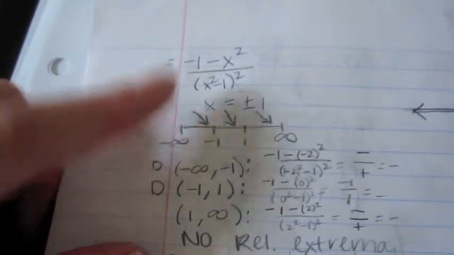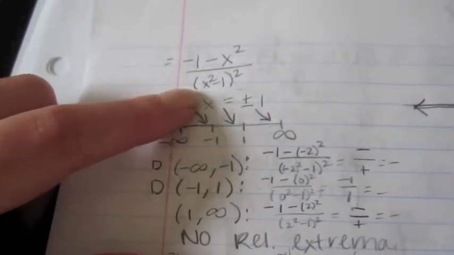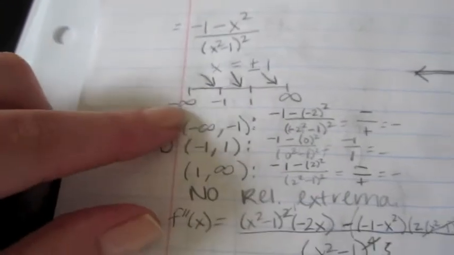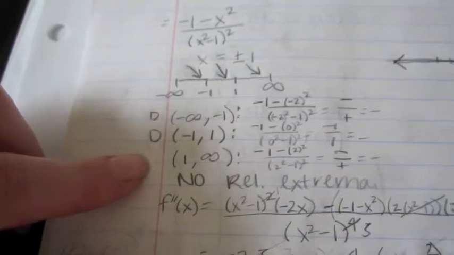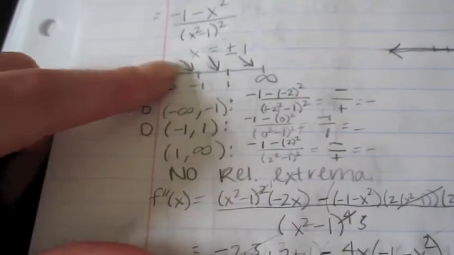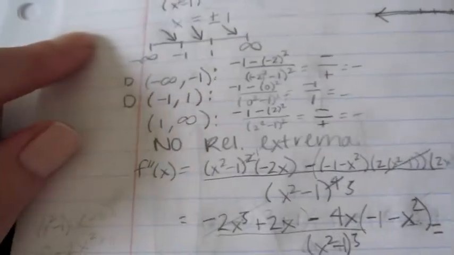And I found out that x is equal to positive and negative 1. You just take the bottom; you can't get anything out of the top. So I found out the relative extrema: there isn't any, because every time I checked it, it was decreasing the entire time. So that means that there's no relative extrema. Vice versa, if they were all increasing, then again, no relative extrema.